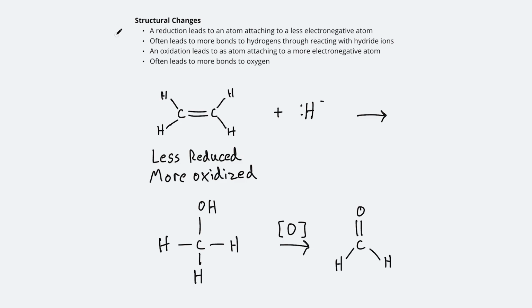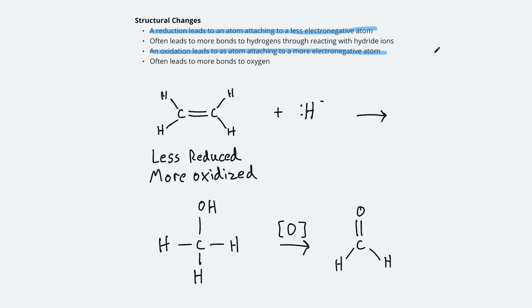Now we'll look at how you recognize reduction and oxidation based off of structural changes. And on the MCAT, there's a few different ways in which they're going to test you on recognizing oxidation and reduction, and one of these will be by analyzing structural changes. And a reduction will happen whenever you notice that an atom has become attached to a less electronegative atom throughout the course of a reaction. And then conversely, oxidation will lead to an atom becoming attached to a more electronegative atom. So we have two examples here to illustrate what happens with those two situations.